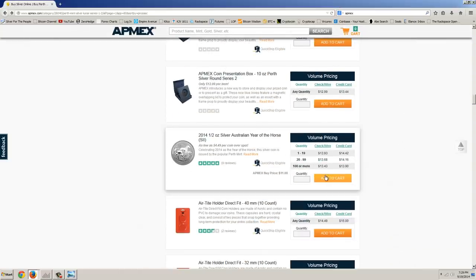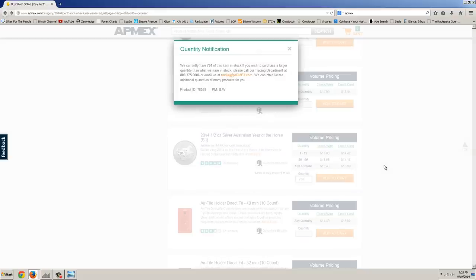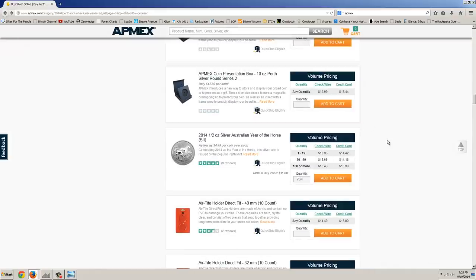Next here is the half ounce horse. Now, I've already bought a number of these at not much higher of a price than this. This price seems to be sticking. With the drop that we had, this should be in the 12s, but it's not.